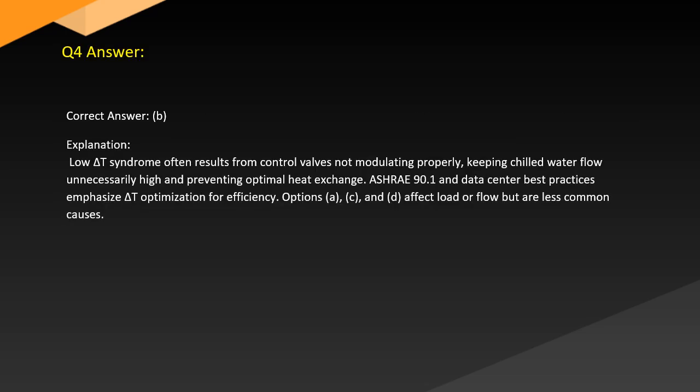Answer. Correct answer, B. Explanation. Low ΔT syndrome often results from control valves not modulating properly, keeping chilled water flow unnecessarily high and preventing optimal heat exchange. ASHRAE 90.1 and data center best practices emphasize ΔT optimization for efficiency. Options A, C, and D affect load or flow but are less common causes.